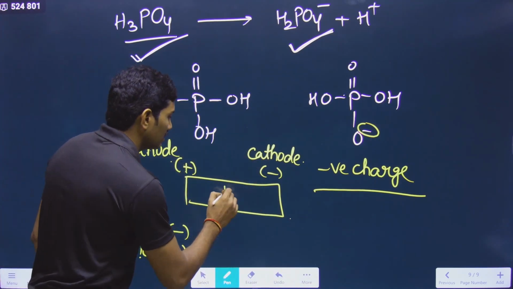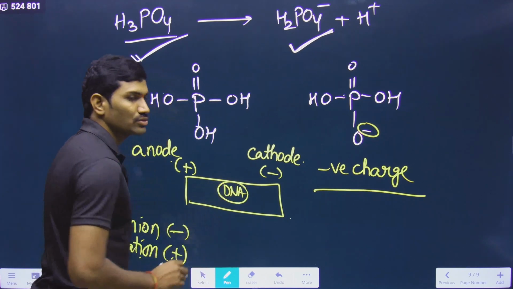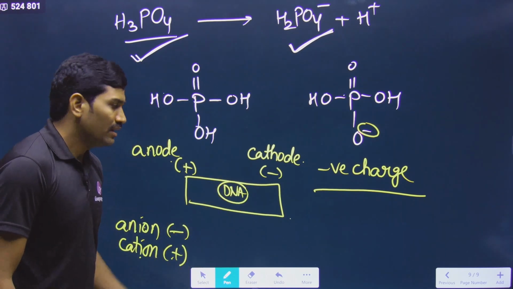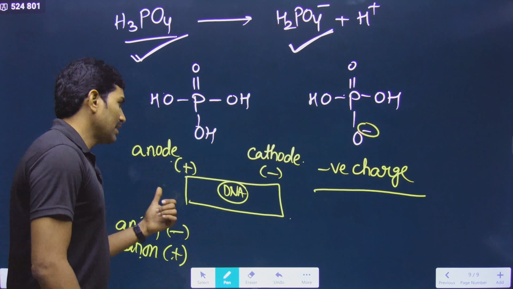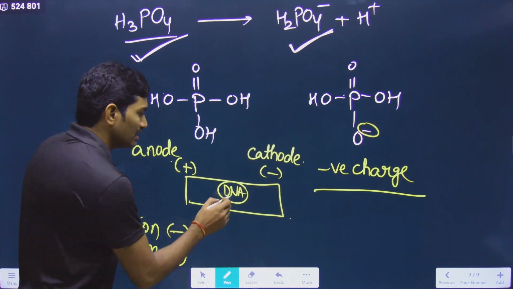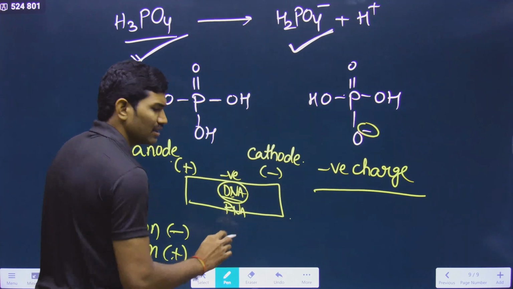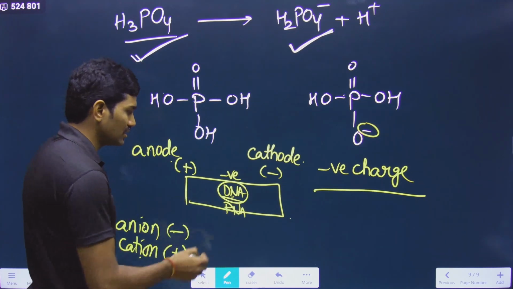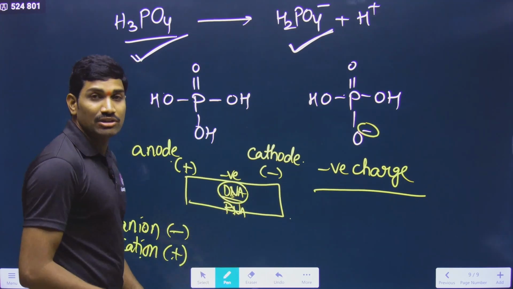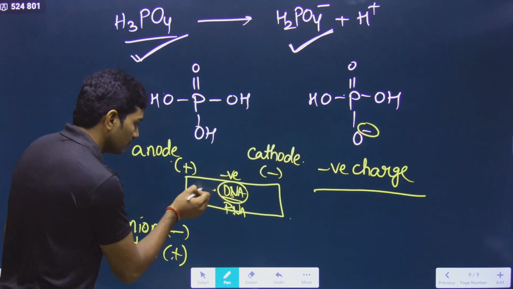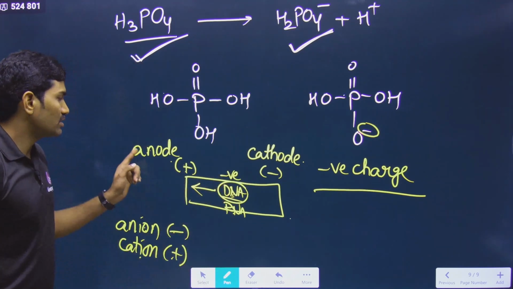Suppose we are taking DNA at the center. On which side will it move? DNA will move towards which side? Anode side or cathode side? So what is the charge of DNA? It is negative. Same way for RNA also. Whether DNA, RNA, no difference. Both of them are negatively charged. DNA is negatively charged, RNA is negatively charged. So on which side will it go? It will move towards the anode.